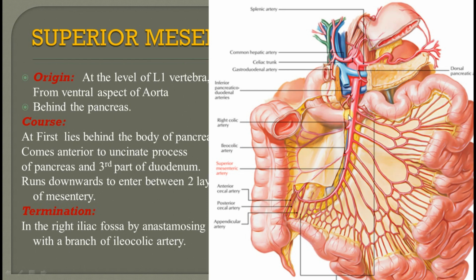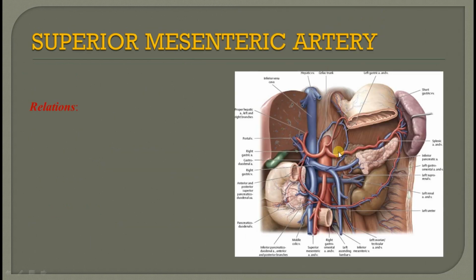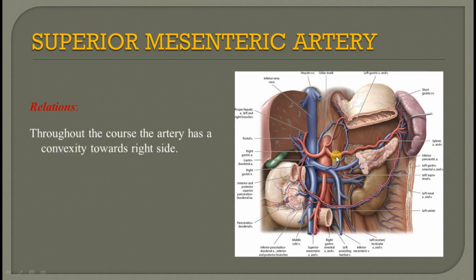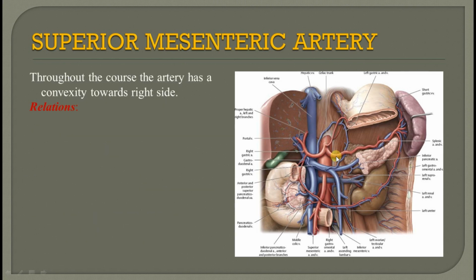So towards the right side, the superior mesenteric vein is present. The superior mesenteric vein is actually present towards its right side. Near its origin, as I told you, it is between the left renal vein below and the splenic vein above.